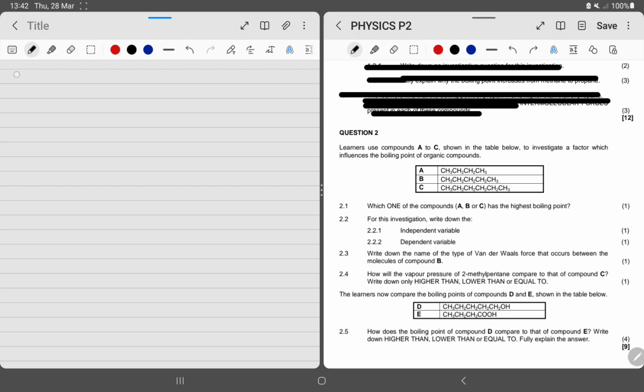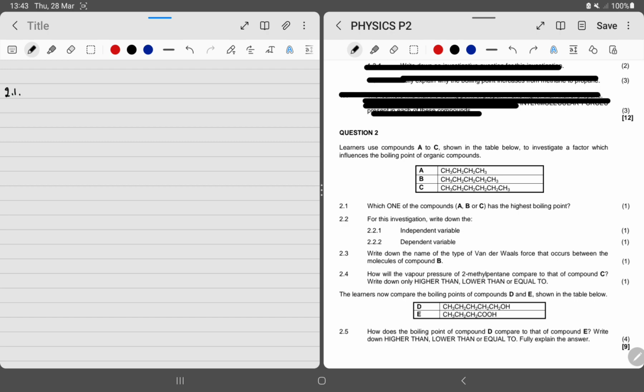Okay, so let's do this. Looking at A, B, C, I can see that everything is the same except the chain length. For A, I have 1, 2, 3, 4 carbons. For B, I have 1, 2, 3, 4, 5 carbons. And for C, I have 6 carbons.